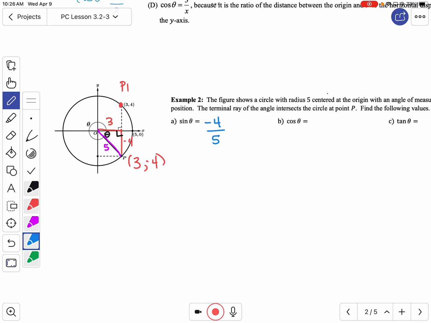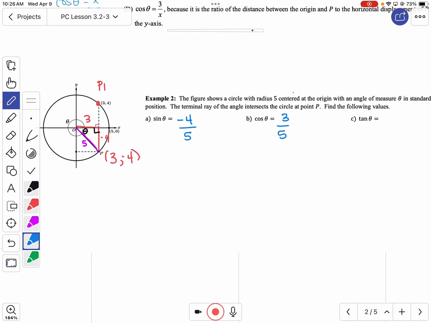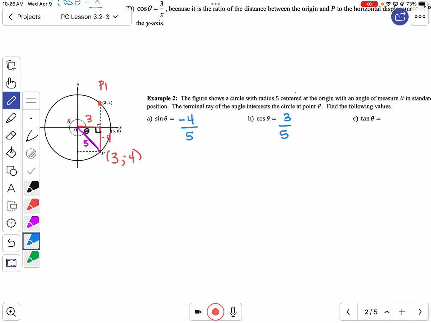What would cosine of theta be? 3 over 5. And what would tangent of theta be? Negative 4 over 3, opposite over adjacent. So I'm using right triangles. Now, if they had not given me the radius, could I have found it? Sure, I could do the Pythagorean theorem and get the radius that I'm missing. Questions on those two?